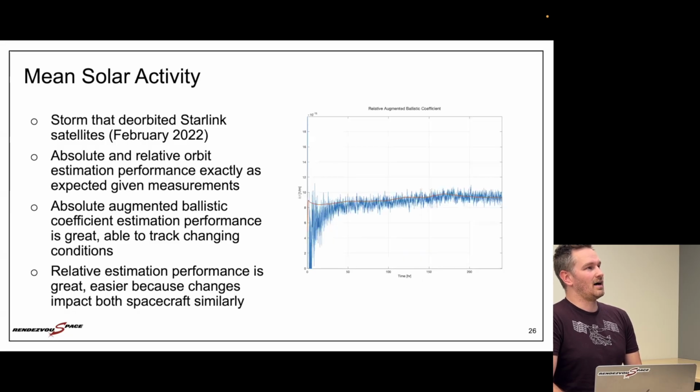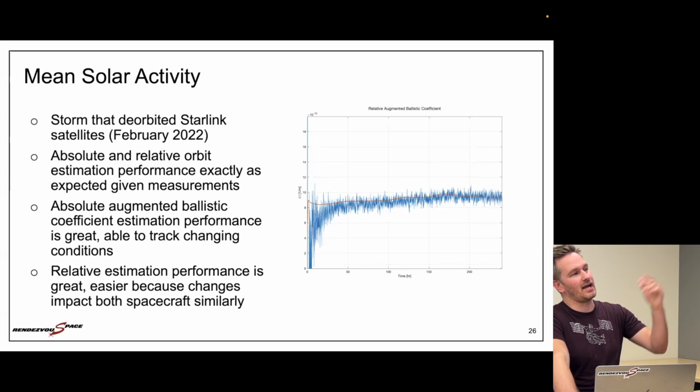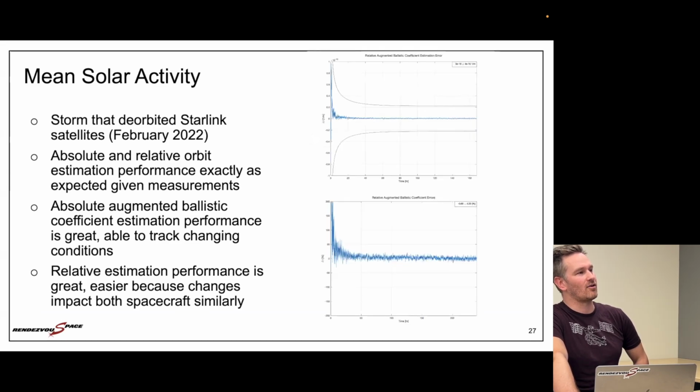This is awesome. Relative, again, this is an easier problem because both spacecraft are impacted the same by a storm that happens when they're close together. But you can see, again, we're able to track this quite well. Errors on the scale, and convergence properties with error in single-digit percent. So that's awesome. We do great during mean solar activity, but that's not a challenge for us necessarily.